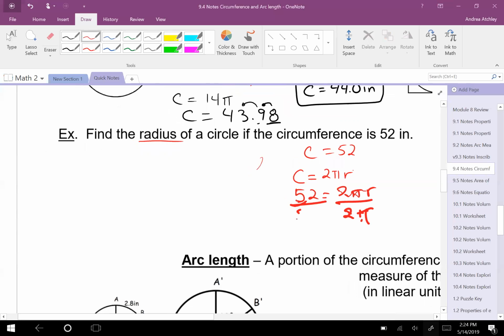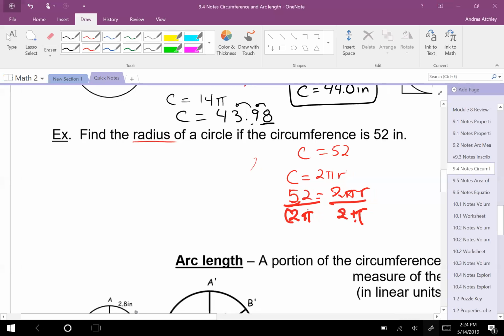Divide everything by 2 pi. Okay, when you plug this into your calculator, you need to make sure you put parentheses on it. If you don't put the parentheses on it, you most likely won't get the correct answer. It just depends on your calculator.